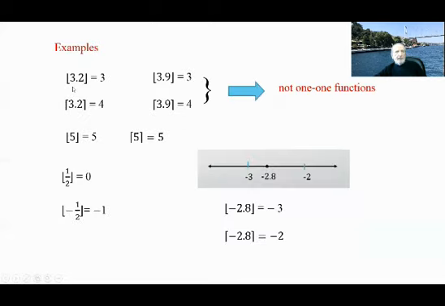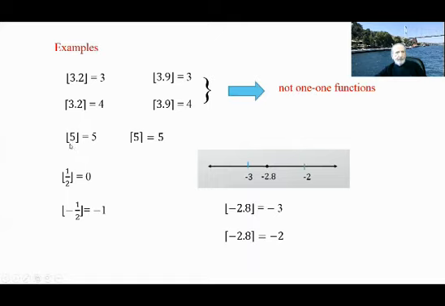Examples: the floor function at 3.2 is 3, and at 3.9 is also 3. So we're not really rounding; you can think of it as rounding down. The ceiling function of 3.2 is 4, and the ceiling function of 3.9 is 4. And these two functions are not one-to-one functions.